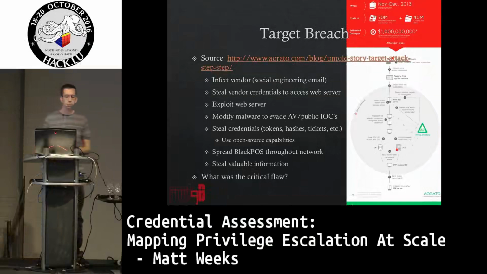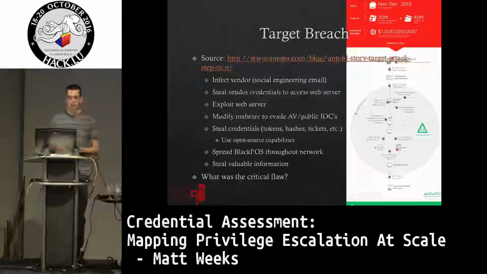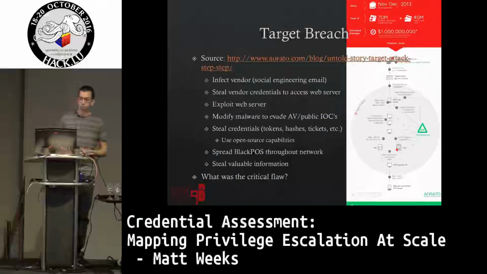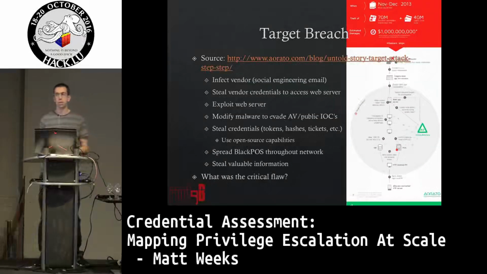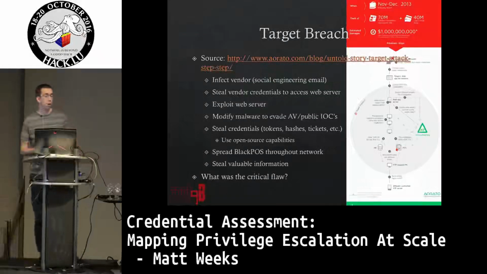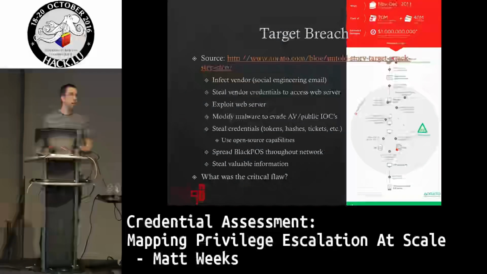web server, they were able to see what security systems Target was running, what antivirus they were running, and they took public malware and modified it to be undetected by that particular antivirus and other public indicators of compromise that you may be looking for. On that web vendor, or on that web server, I should say, the attackers were then able to steal credentials.